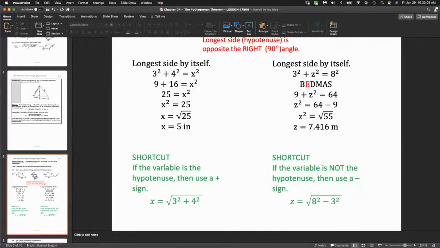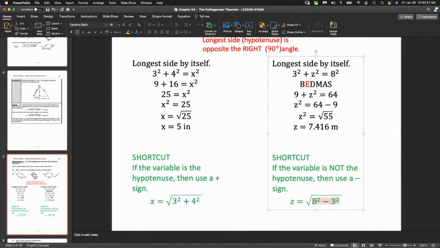So if the variable is the hypotenuse, you put a plus sign. See the plus sign right here? And if the variable is not the hypotenuse, you put a minus sign, which brings the question, which one goes first? Because over here there's 2 numbers. Do I do 8 squared minus 3 squared, or do I do 3 squared minus 8 squared?